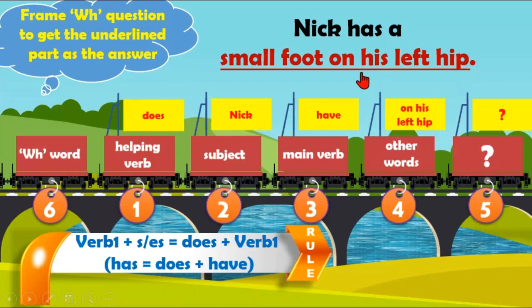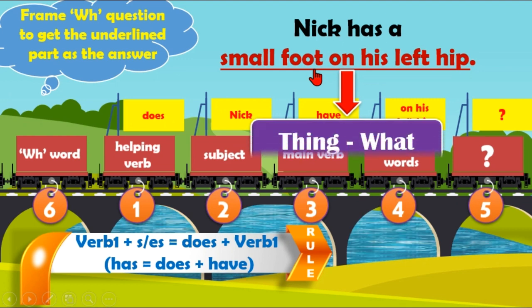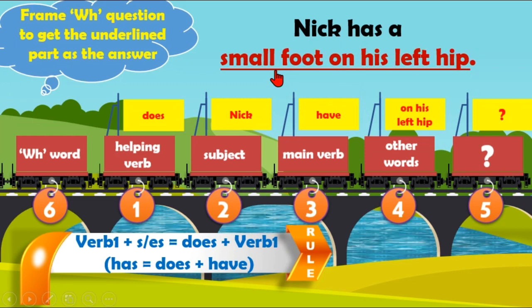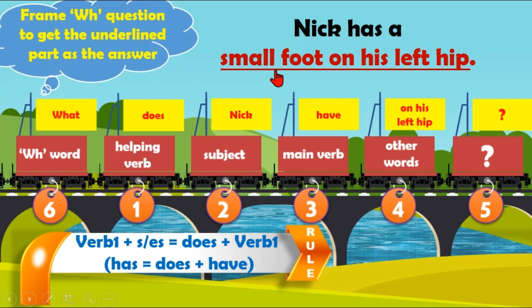Then we have to find out the suitable WH word. Small foot on his left hip. Here is the answer, small foot. It is a thing. So we have to write here what. What does Nick have on his left hip?